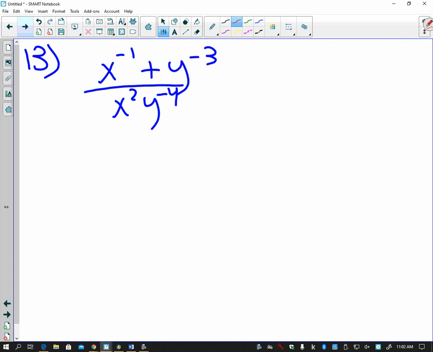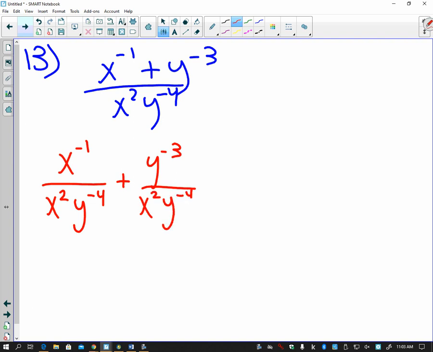Okay. First big rule: split it. Split it into the sum of two fractions with a common denominator. x to the negative first over x squared y to the negative fourth, plus y to the negative third over x squared y to the negative fourth. That's the step that people forget. It's the very first step. Now that I have it like this, can I move things above and below the division bar? Now I can. I could not before.